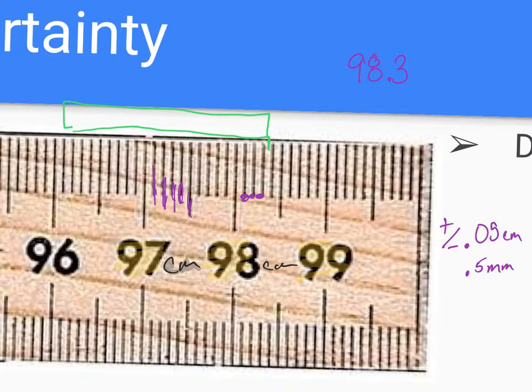We want to estimate that first uncertain digit, and we should be doing this in all of our readings using analog devices. And so in this case, I'm going to say it's about halfway between the 3 and the 4. So what that would then make our measurement is 98.35 centimeters with an uncertainty of plus or minus 0.05, and we can just put the units at the very end.